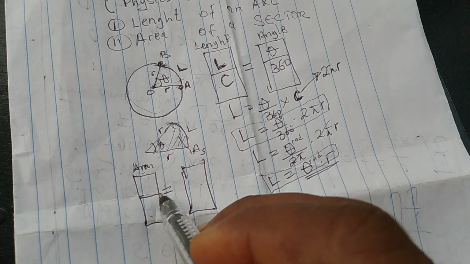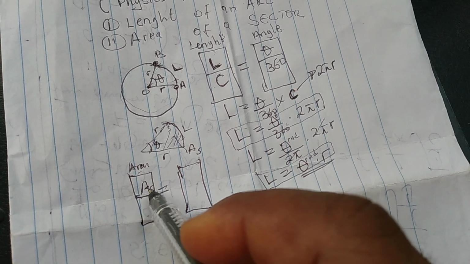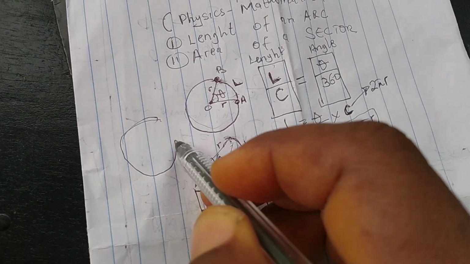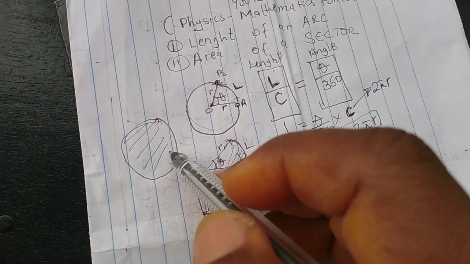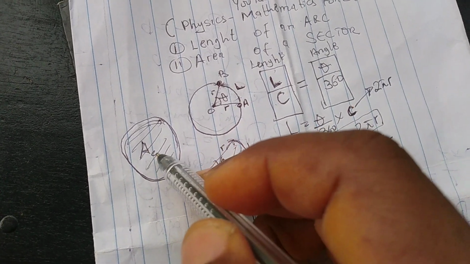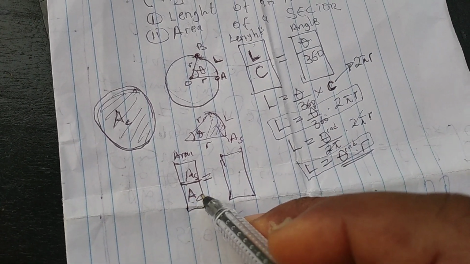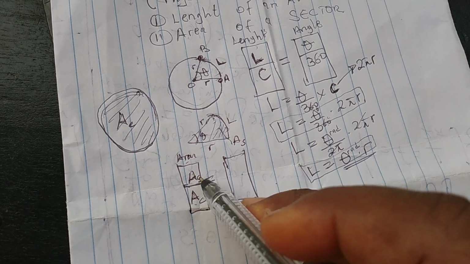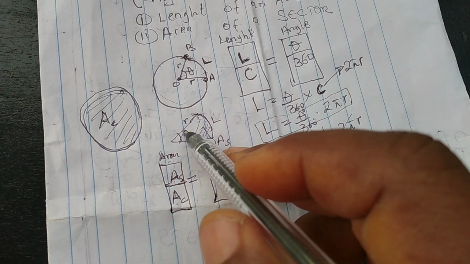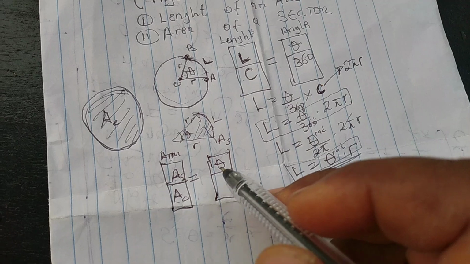So the area of the sector, let's call it AS, area sector, and the total area of a circle is the region that is bounded by the circumference of the circle. That's the total area, area C of the circle. So we write area of the circle, that is AC. AS is area of the sector. Now the angle subtended by this sector at the center is theta. So we write it as theta.